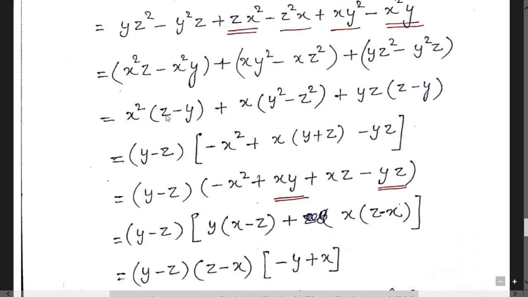Now, x square is common inside z minus y. X is common inside y square minus z square. And yz is common inside z minus y. Now, next step is y minus z. Here z minus y, it means negative x square is there. Here y square minus z square, it means y plus z is there inside. Here z minus y, it means minus yz is there.